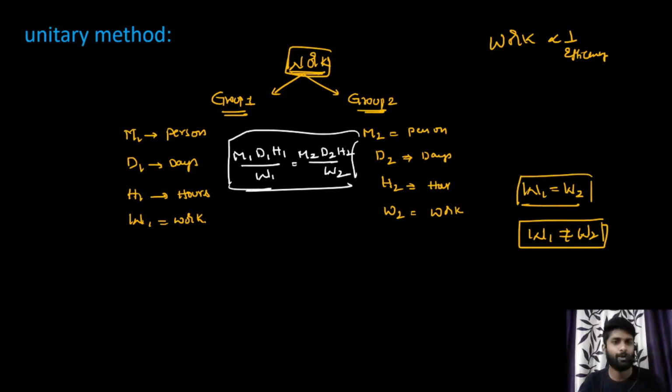So this is the formula for the unitary method: M1 D1 H1 equals M2 D2 H2 divided by W1. Why are you taking W1 as the denominator? Because work is always inversely proportional to the efficiency.